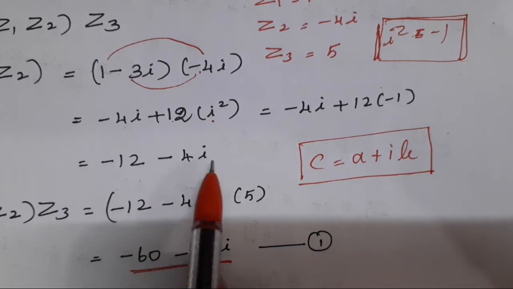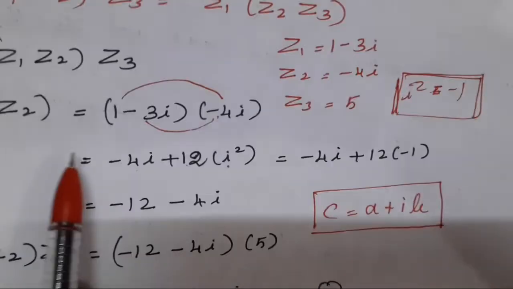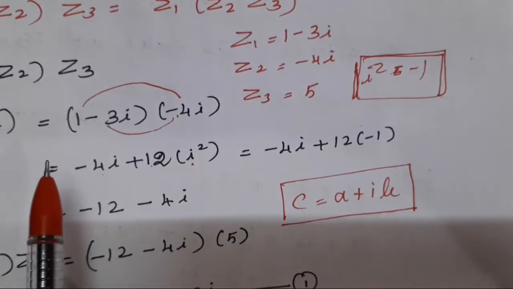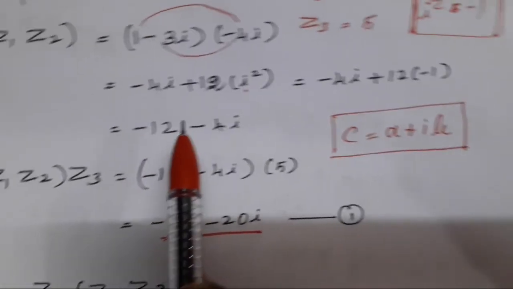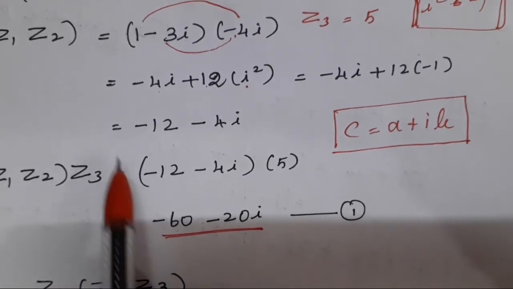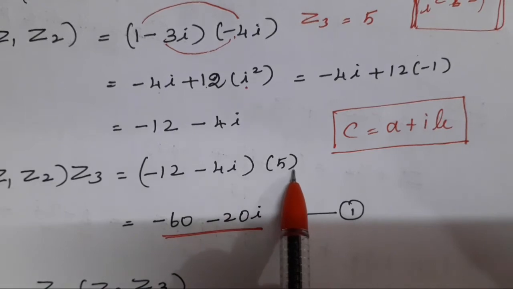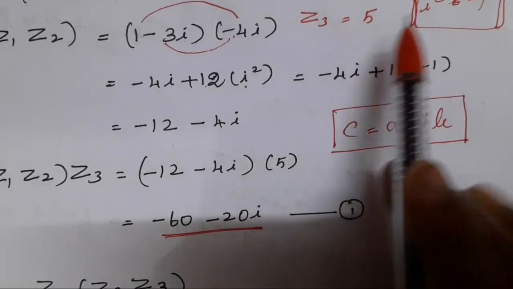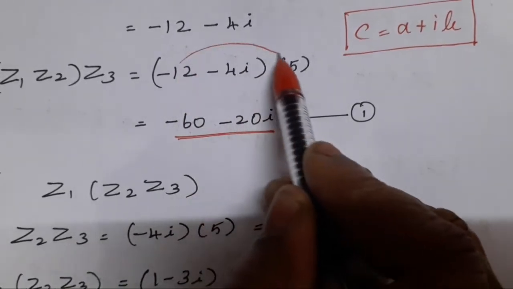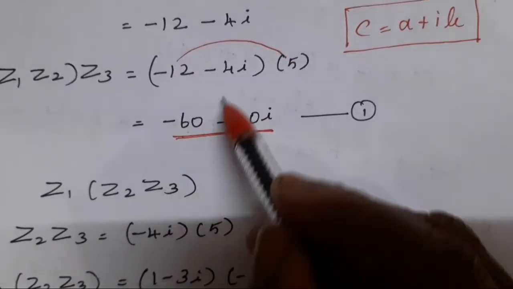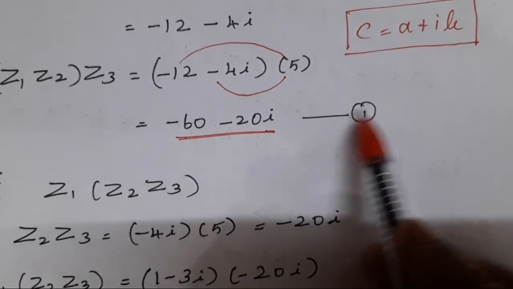First we found Z1 into Z2. Next, (Z1 into Z2) into Z3. What is our LHS? LHS is (Z1 into Z2) into Z3. Z1 into Z2 value is already found: minus 12 minus 4i. Multiplied with only 5, because our Z3 is 5 only. So minus 12 into 5 is minus 60. This is very easy. Minus 4 into 5 is minus 20i. This is equation 1.